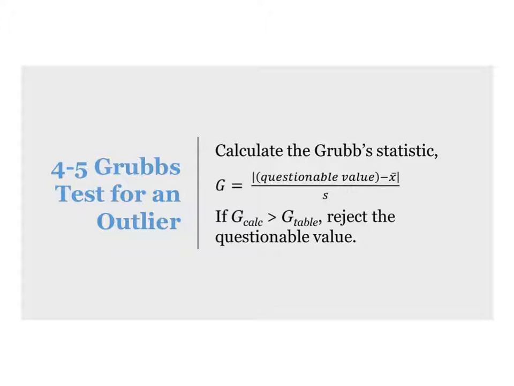We see that the Grubbs statistic is calculated by taking the absolute value of the difference between the questionable value and the mean x bar, then dividing it by the standard deviation for the data set. We then compare our calculated Grubbs statistic to a tabulated value to see if the outlier should be rejected or retained. Let's apply it to a data set to see how it works.